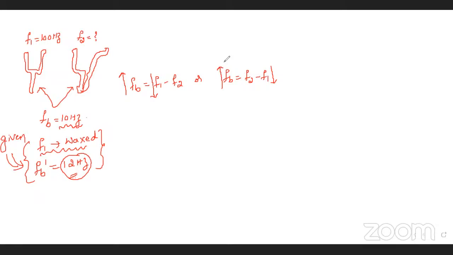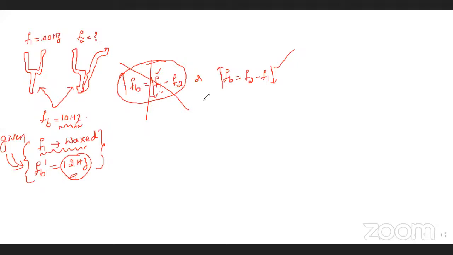Now you tell me which equation is correct. If the first number is decreased here, the difference has to decrease, right? But it is increased here. So this equation is wrong. This equation is correct. So if the first term decreases, the difference should decrease. But they are telling that the new beat frequency is increasing. So FB dash is equal to F2 minus F1.